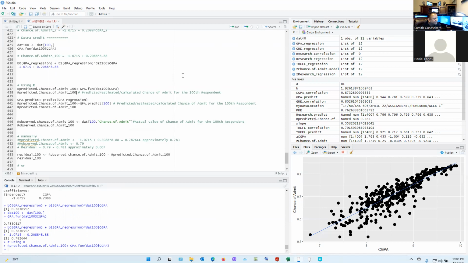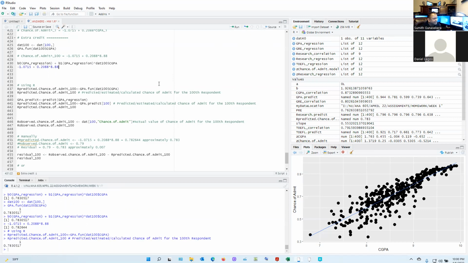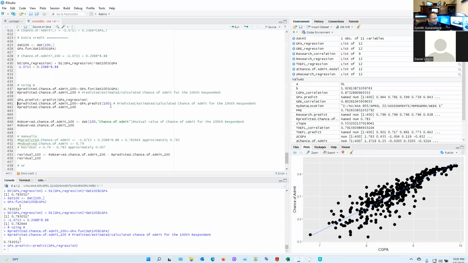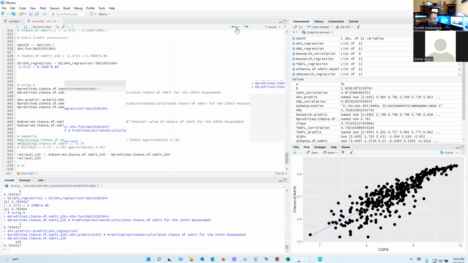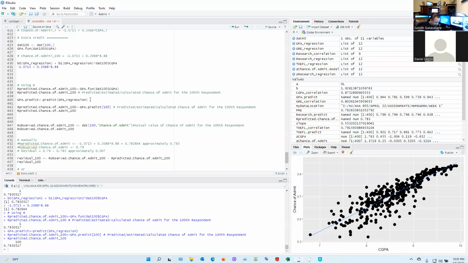And you can get the predicted value, the predicted value for the 100% one. That's the predicted value. So you can predict, estimate, calculate the chance of admit for the 100 respondents. Predict GPA, this one. GPA dot predict will give you that one too.